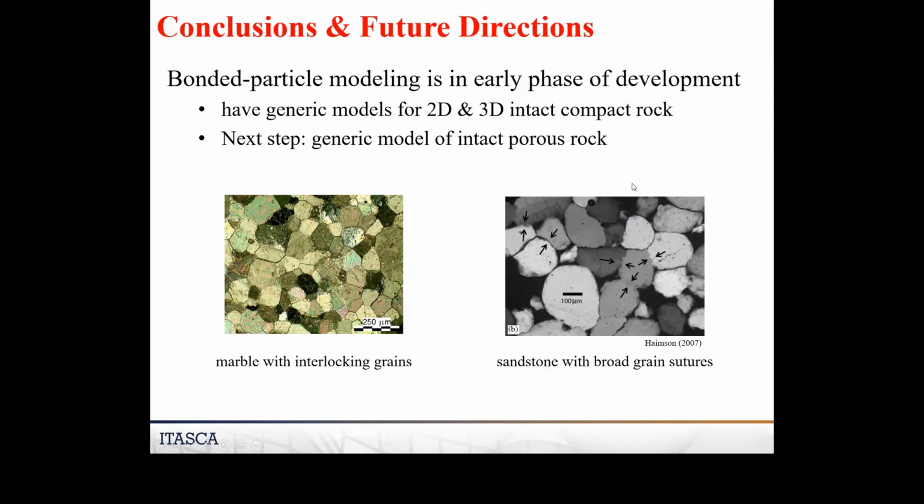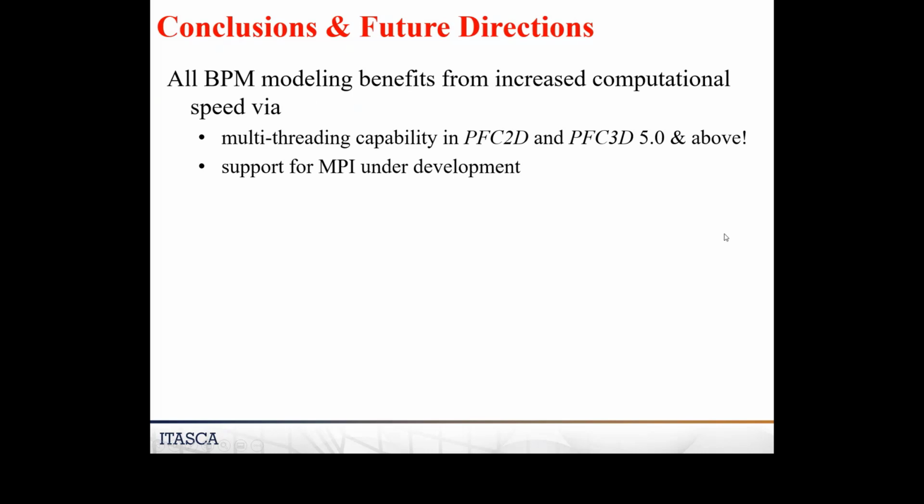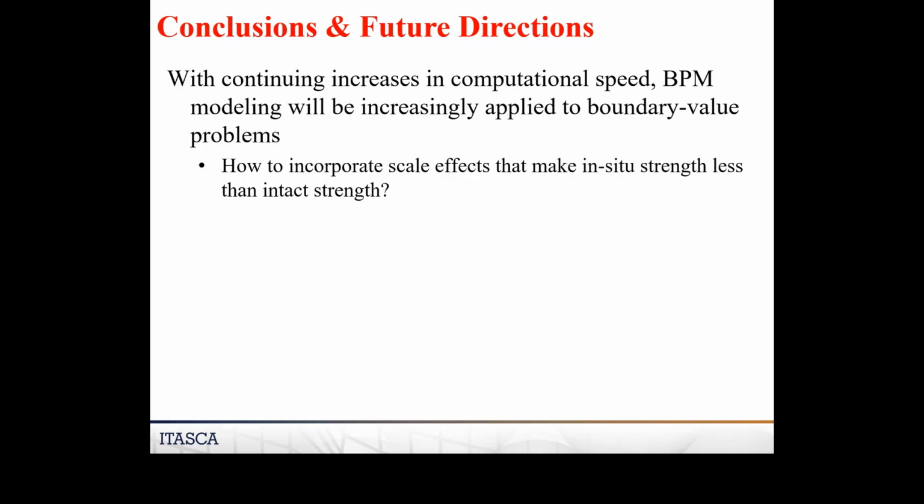In conclusion, I would still argue this type of modeling is in a relatively early phase of development. We have generic models for intact compact rock. I haven't seen much work done yet to deal with the situation where you have much more porous rock. Obviously, we want more computational speed. As we get the ability to do multi-threading and message passing interface using large clusters of computers, we're going to begin to be able to do more boundary value problems. And that's what I see happening.